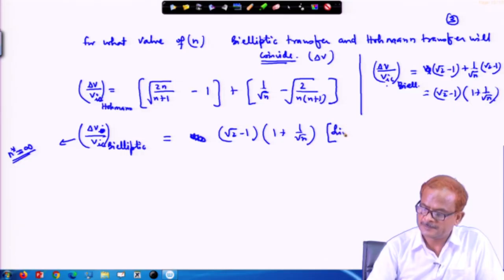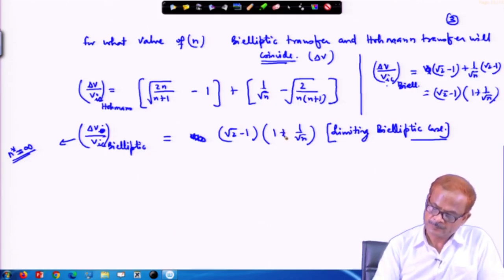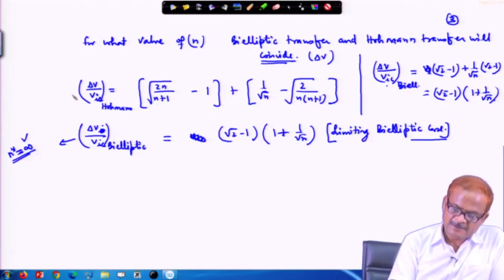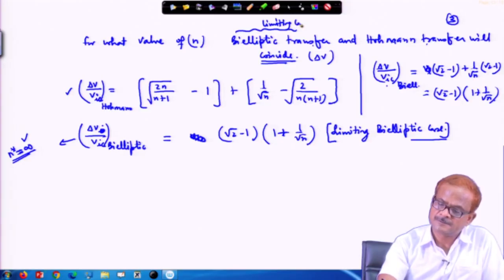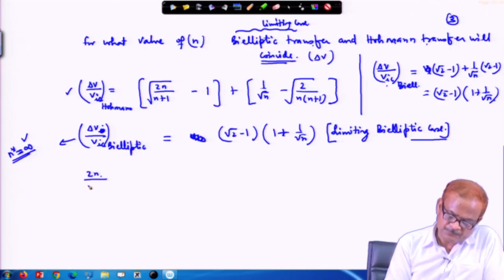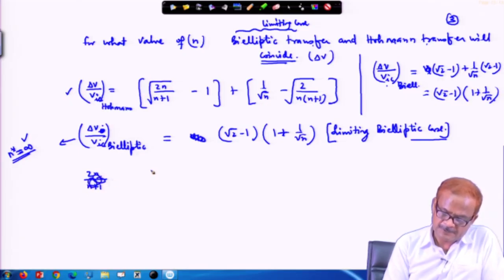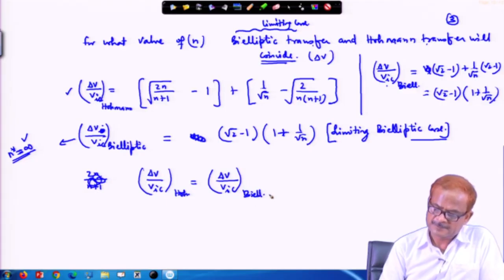So, let us write this root 2 minus 1 times 1 plus 1 by root n, and here in bracket we write limiting bi-elliptic case. We want to compare the limiting bi-elliptic case and the Hohmann transfer case, and see when these two will be equal, when they will cross each other and have a common solution. So, first let us write delta V by V_IC Hohmann equal to delta V divided by V_IC bi-elliptic limiting case.